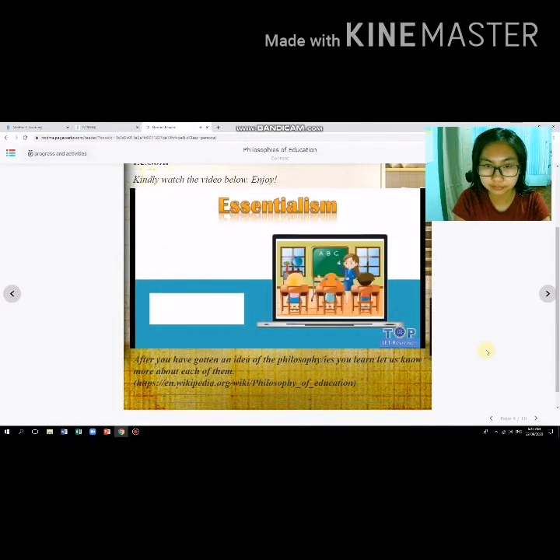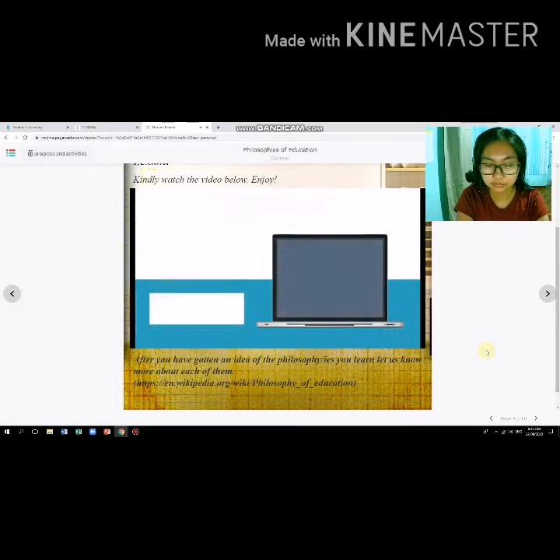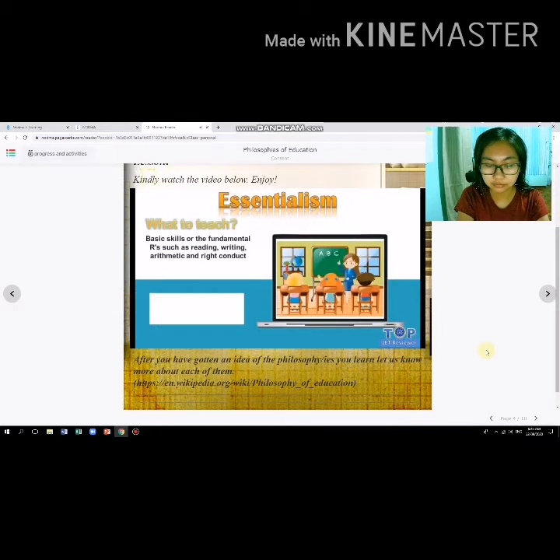First on the list, essentialism. Essentialism advocates training the mind with what are essential. In this philosophical school of thought, the aim is to instill students with the essentials of academic knowledge, enacting a back-to-basics approach. The emphasis of education is on academic content for students to learn the basic skills or the fundamental R's such as reading, writing, arithmetic and right conduct. Essentialist teachers emphasize mastery of subject matter. They are expected to be intellectual and moral models of their students. They observe core requirements and longer academic year.